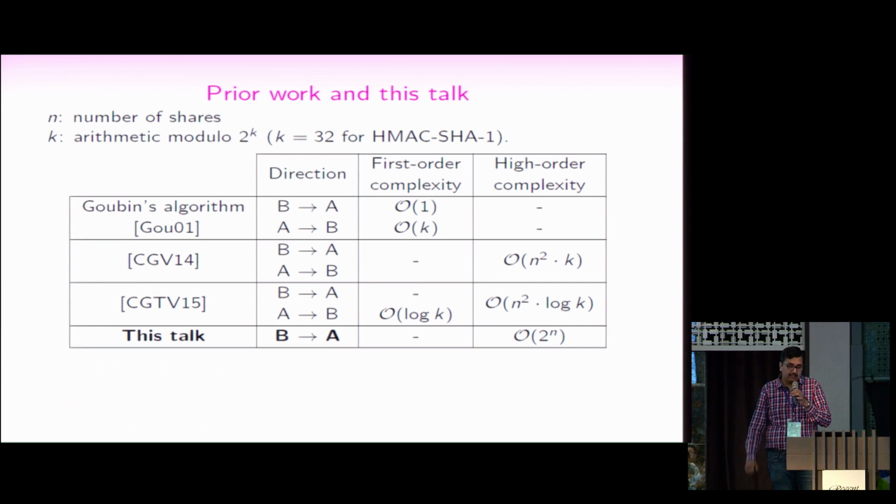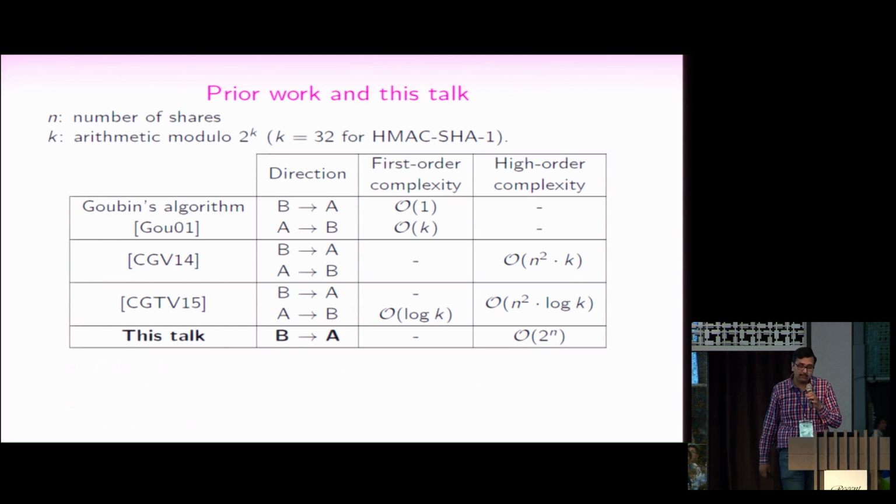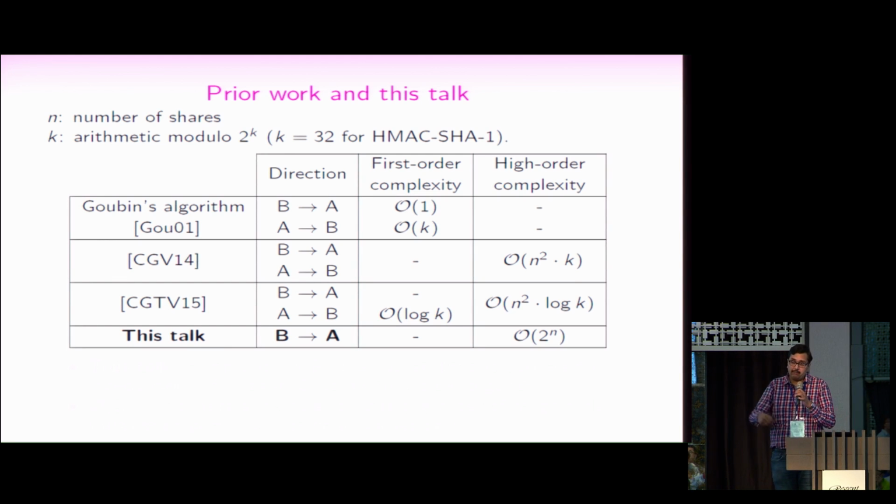As I mentioned before, the first algorithm for this conversion is by Goubin from CHES 2001. The complexity here, by complexity what it specifies is the operation count. So an XOR of k-bit words or a modular addition or a random sampling of a k-bit word is assumed to take a unit operation. So with this assumption, Goubin's algorithm from Boolean to arithmetic mask conversion has constant complexity, while from arithmetic to Boolean, it has complexity of order k. Again, k is the size of the words, register size, for instance.